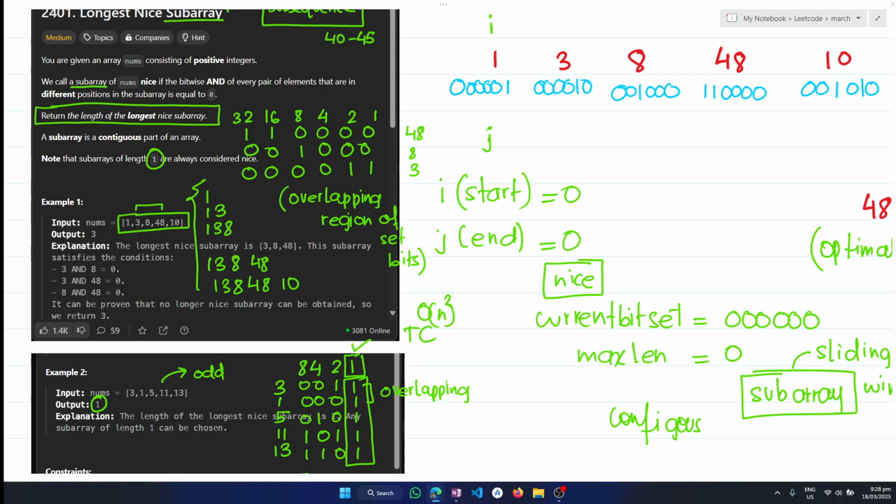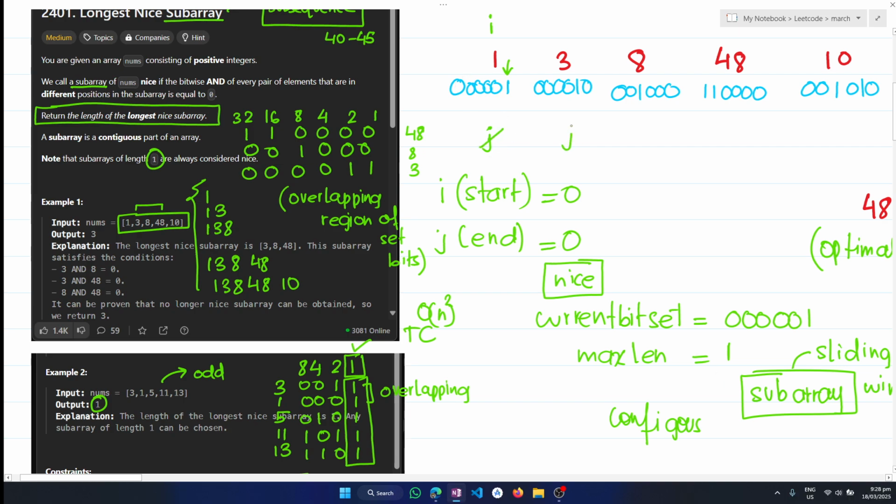Now, what's the first thing I'm going to do? I'm going to consider the first number. Since this particular bit is set, I'm going to set this particular bit as well. Why am I saying that? Because at this point, 1 is inside my window. So obviously the maximum length is also going to be 1, isn't it? Because 1 is inside my window.